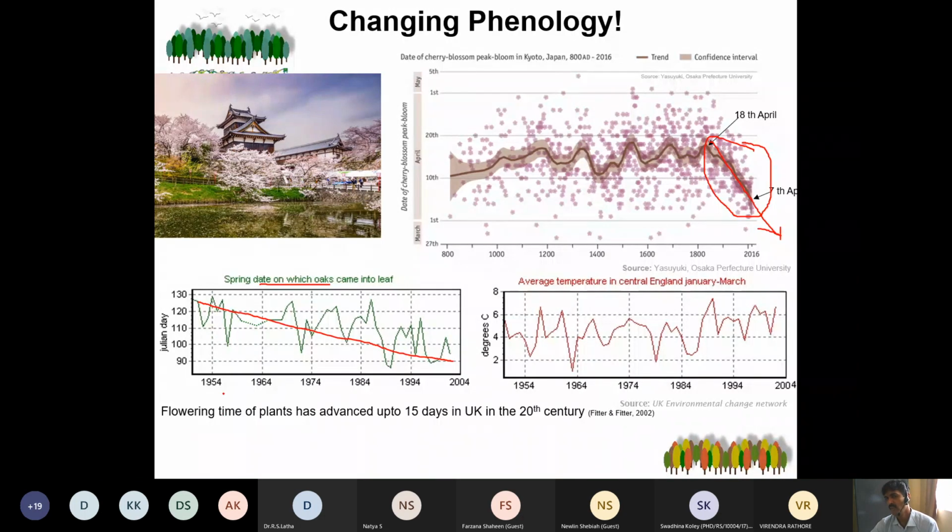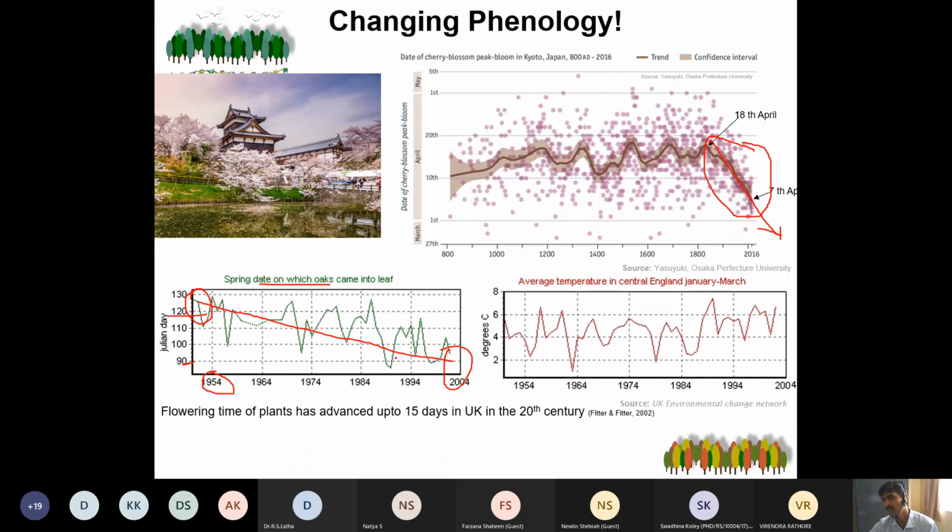In 1954, the Julian day is 120. 120 means nearly the end of April, early May. Early May was the date when the first leaf was generally observed, a new leaf coming from the oak after the winter. But today it is occurring around the 90th day, that means the end of March. So from early May to the end of March, there is a 1 month shift in the last 50 years.